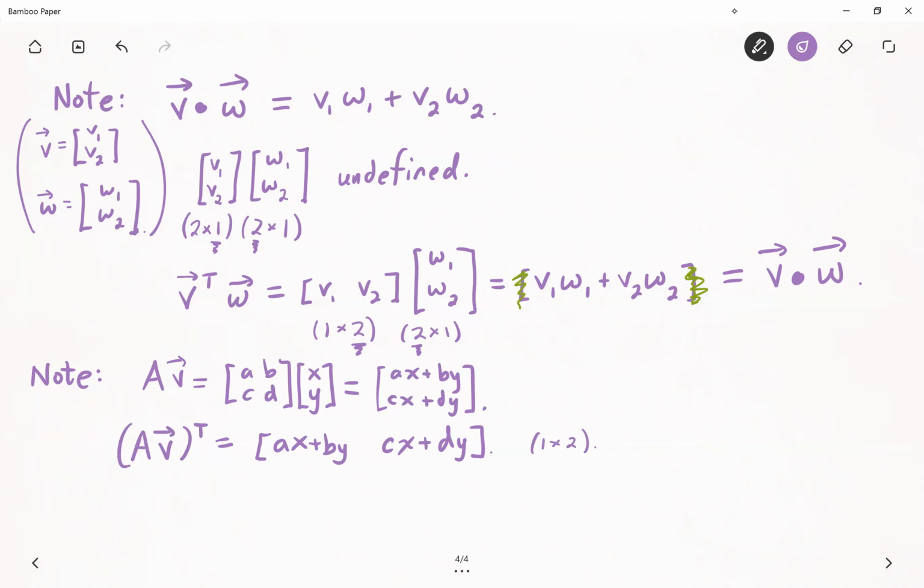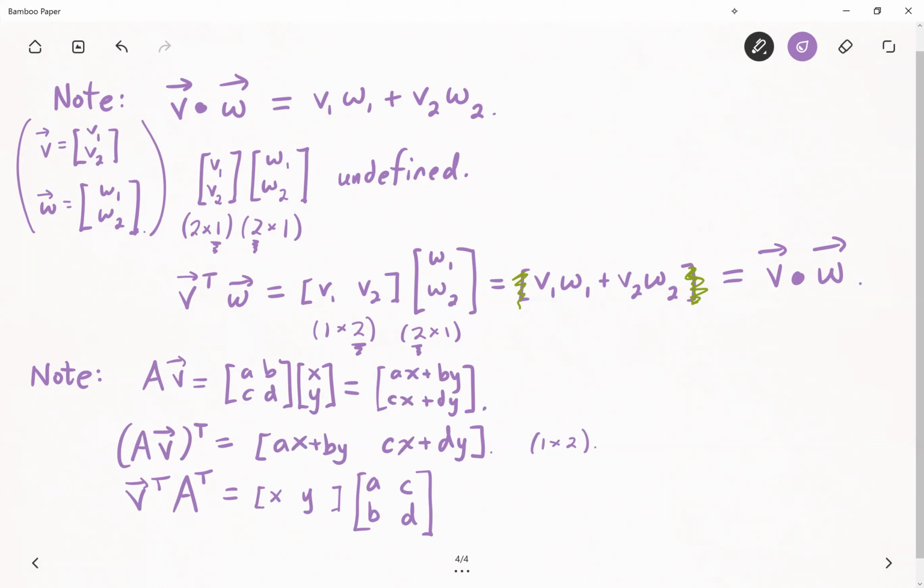Now, if we want to write this in terms of the original A and the original V somehow, we're going to have to somehow have a result that is 1 by 2. The only way this is going to be possible, we'll have to multiply a 1 by something matrix. And so that leads us to maybe the transpose of the vector V times, you might guess that this is going to be V transpose perhaps times A. But if we try that, the numbers won't work out correctly. What we're really looking for here is V transpose times A transpose.